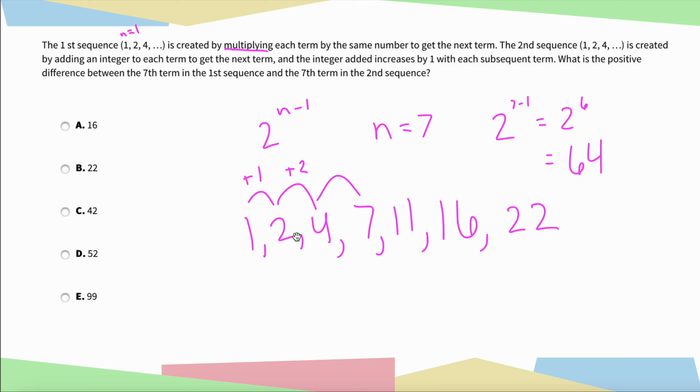Sorry, doing math in my head while trying to count these positions is not easy. Let me make sure I'm at the 7th position. 1, 2, 3, 4, 5, 6, 7th. Perfect. Okay, so we did get to the 7th position.